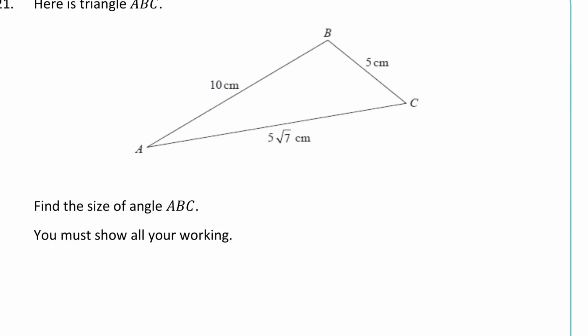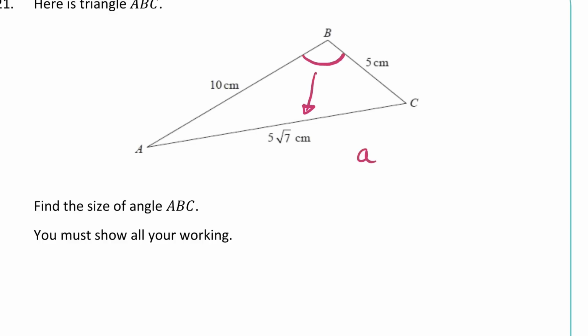Okay, so some non-calculator trigonometry and a non-right angled triangle. So with non-right angled triangles, we're either using the sine rule or the cosine rule. We've got surds involved, so it's going to be a tricky question. It says find the size of angle ABC. Angle ABC is up here, opposite the 5 root 7. So if we want to find that angle, we can use the cosine rule.